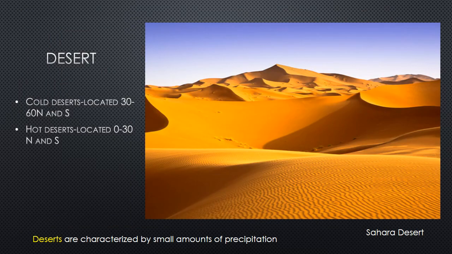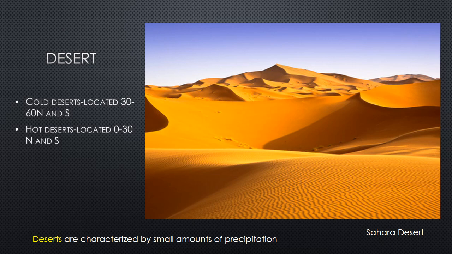Okay, now we're going to move on to deserts. And deserts come in two varieties. There's the cold desert and the hot desert. So cold deserts are usually located between 30 and 60 degrees north and south, whereas hot deserts are located between 0 and 30 degrees north and south. So that's latitude taking effect.